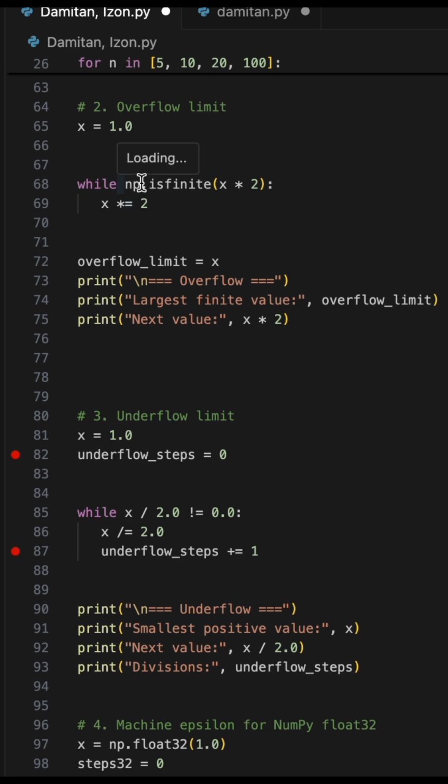For float 64, the largest finite value is approximately 1.797 times 10 to the power of 308. So this part demonstrates what happens when a number becomes too large for the computer to store as a finite floating point value.